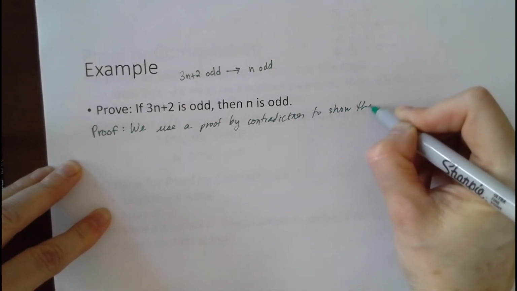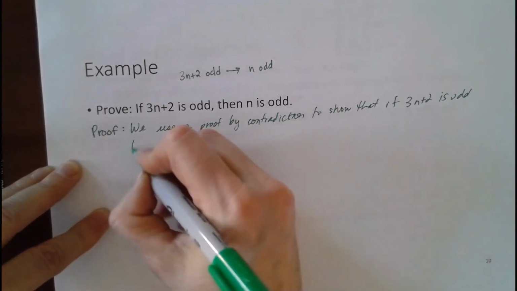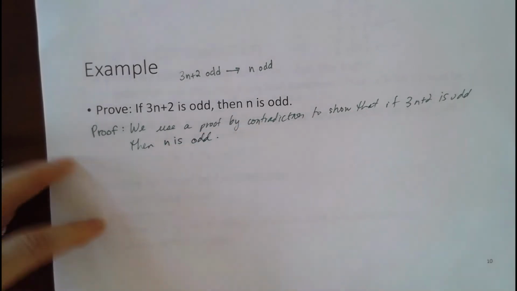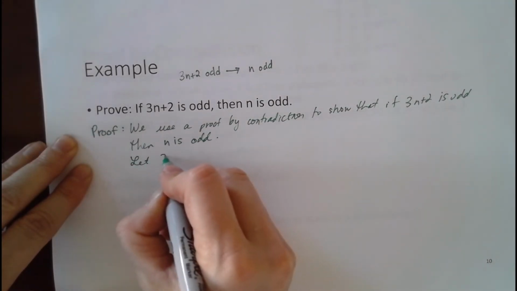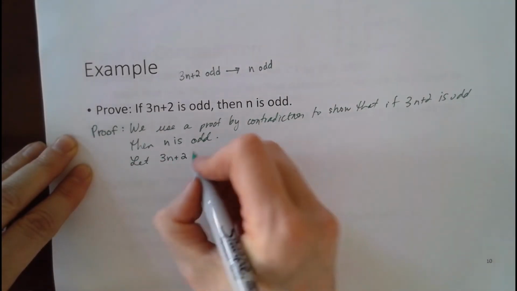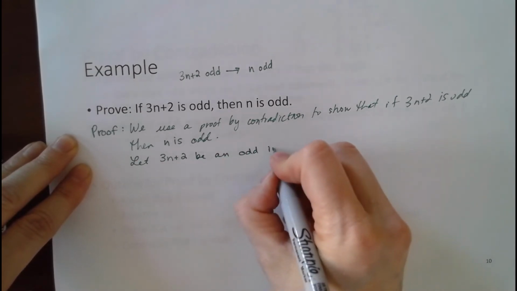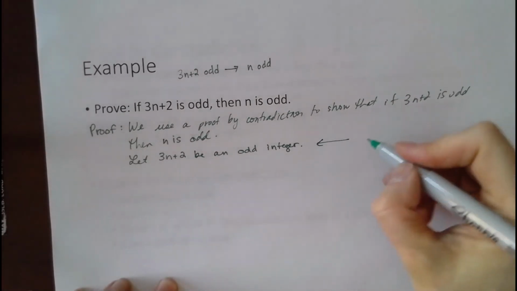To show that if 3n plus 2 is odd, then n is odd. All right, and how do we start? Okay, so we start by asserting the hypothesis. So we say, let 3n plus 2 be an odd integer. So this is asserting my hypothesis.